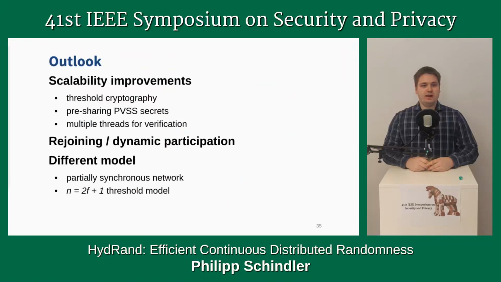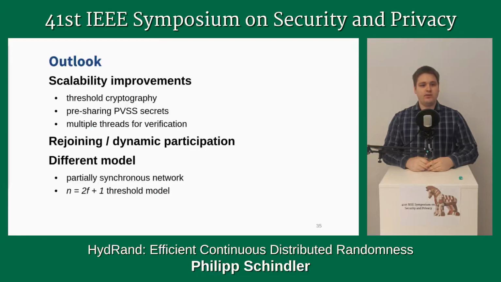Now, with the HydRand design fully covered, let's take a quick look at some future protocol improvements. Regarding scalability, one could use threshold cryptography, for example BLS signatures, to reduce the size of the messages being sent. Similarly, one could use pre-shared secrets or distribute the PVSS shares in parallel to the protocol execution. This minimizes bursts during the message transmission.